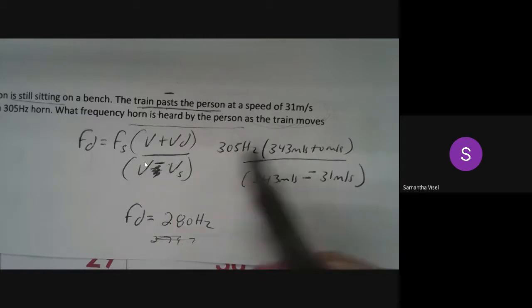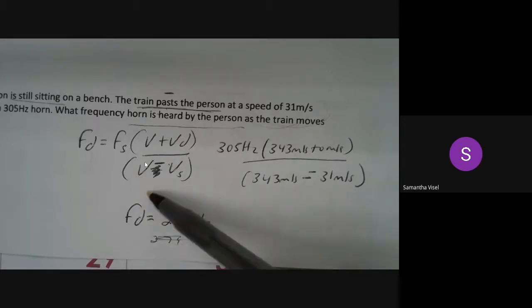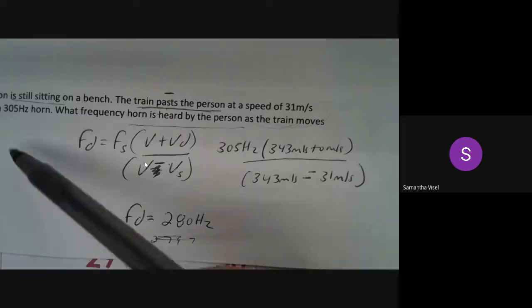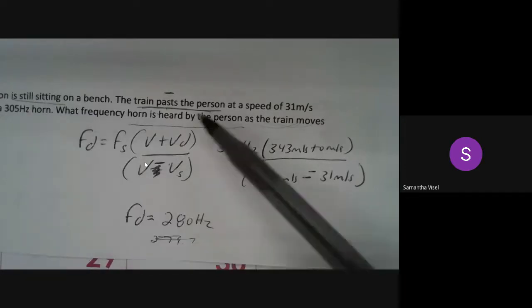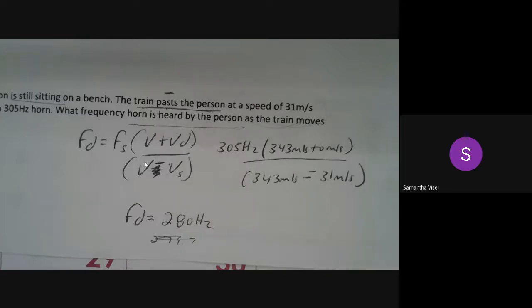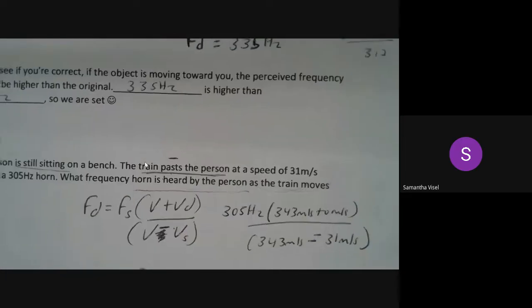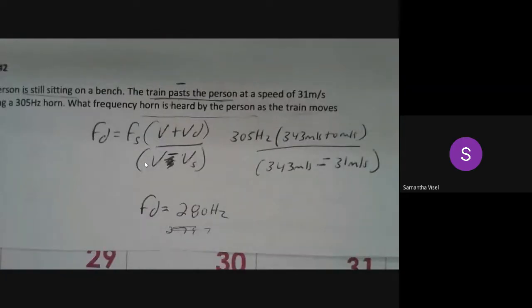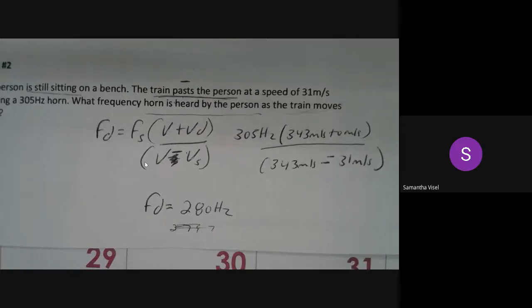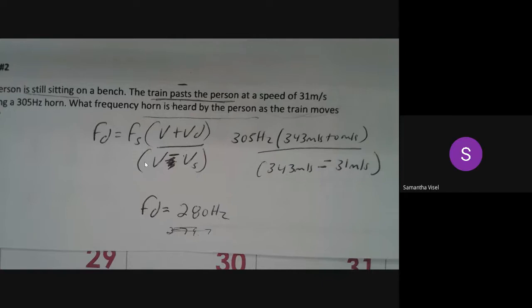But to check our work, my Doppler frequency here, 280, is less than 305. If the train is moving past the person, leaving away, then we should be getting a lower perceived frequency. So our answer we can use to double check our work. 280 is less than 305, so we can feel pretty comfortable that we probably answered this question correctly and had our numbers where they're supposed to be.